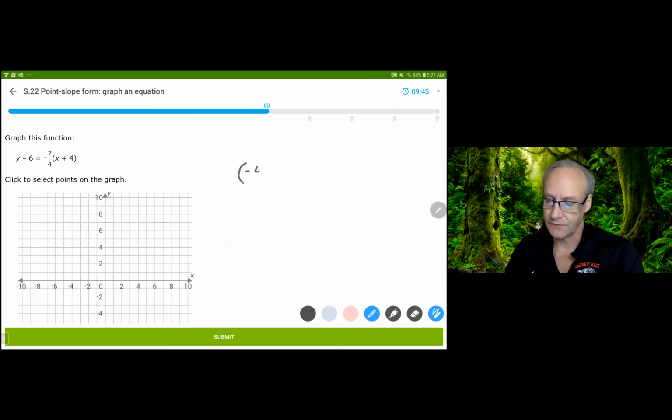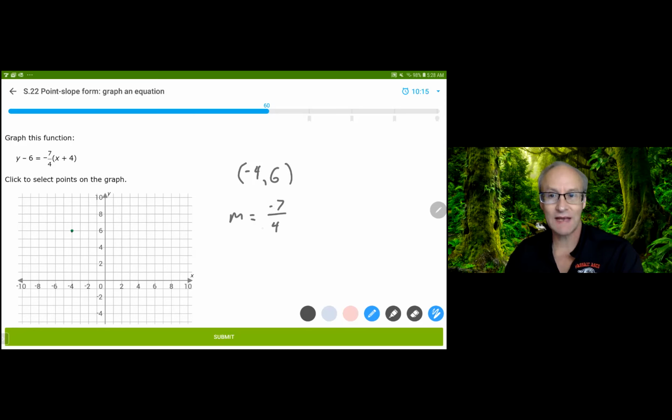In this one, I want to zero out my x. So I need a -4 to make it 0. Oops, what am I doing? And I am going to get a 6 for my y value. All I want to do is zero out my equation, and my slope, remember to put that negative in with the numerator or the denominator, one or the other, but make a choice. So I've got -4, 6, which is located right there, and I have a negative down 7 over 4.